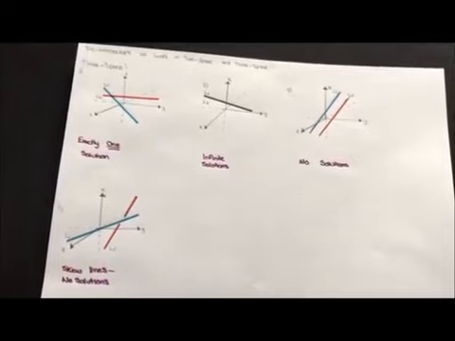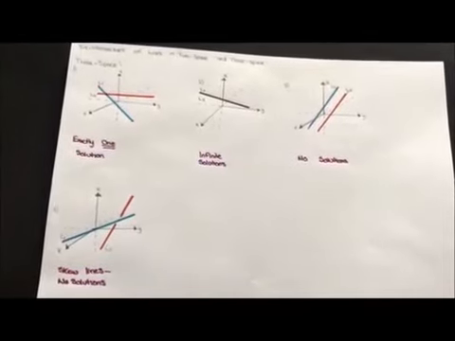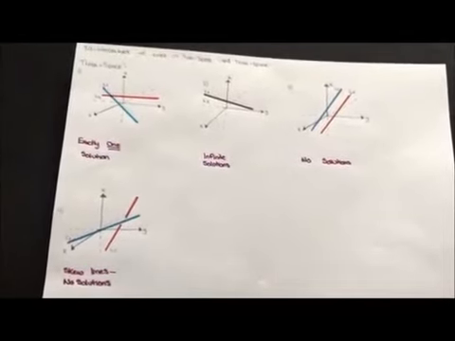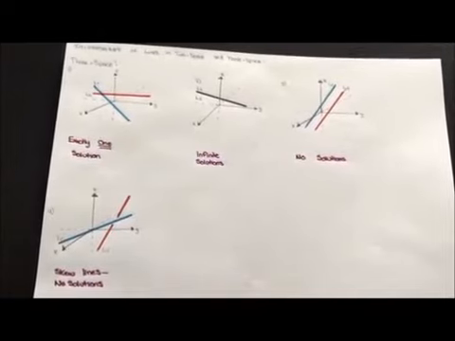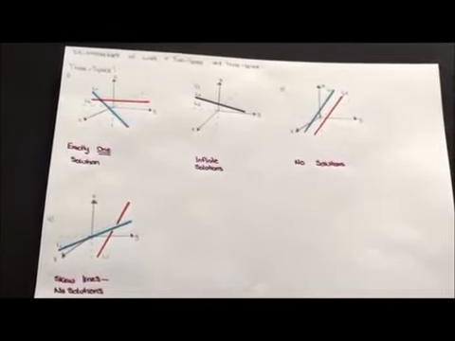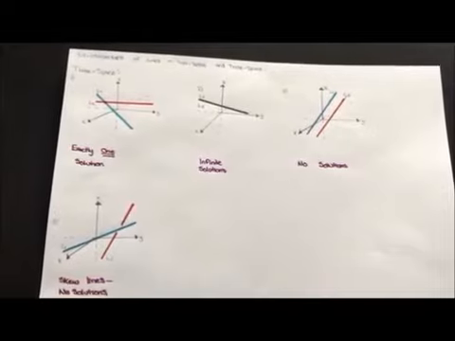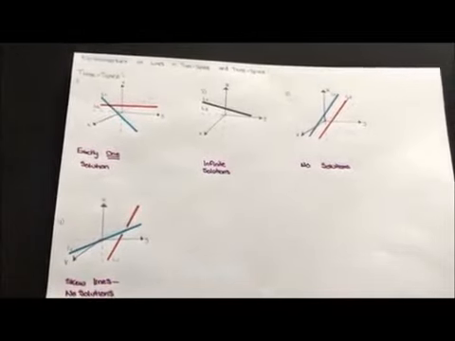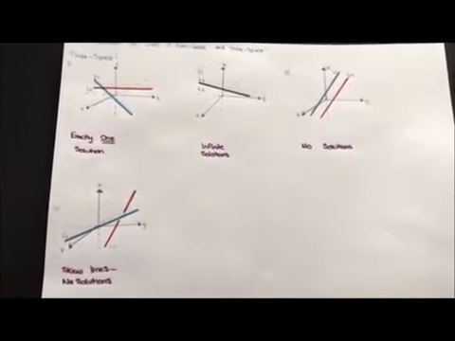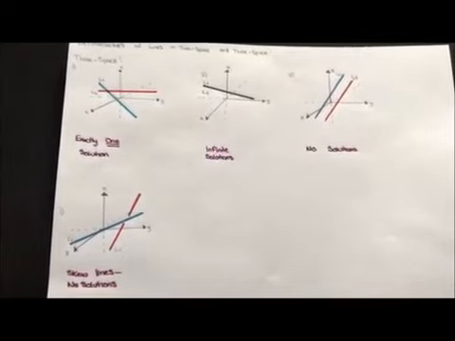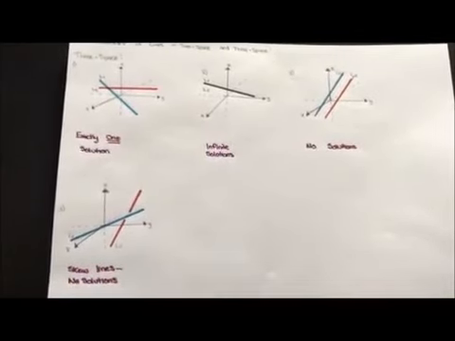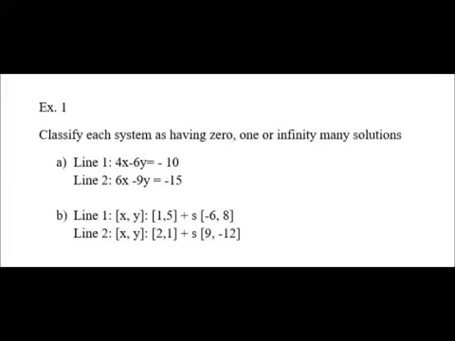The fourth diagram shows skew lines, which do not intersect and are not parallel. Therefore, they have no solutions. Example 1, classify each system as having 0, 1, or infinitely many solutions.